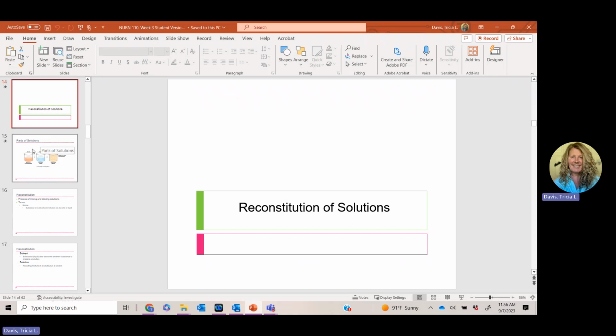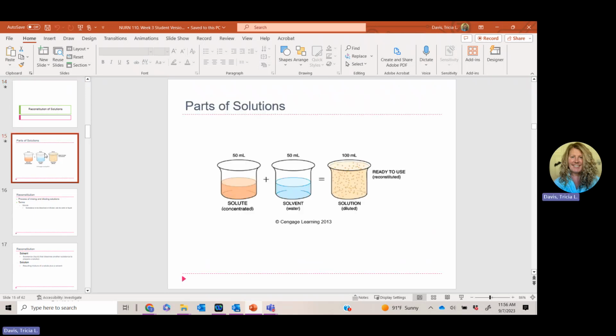So now we're going to move on to reconstitution of solutions. The first part of thinking about reconstituting something is to understand what the actual parts of a solution are. So we have 3 parts of a solution, well, 2 actually. We have the solute. The solute is going to be that concentrated substance. Then we have a solvent. Our solvent in this case is water, and a lot of times it's water.